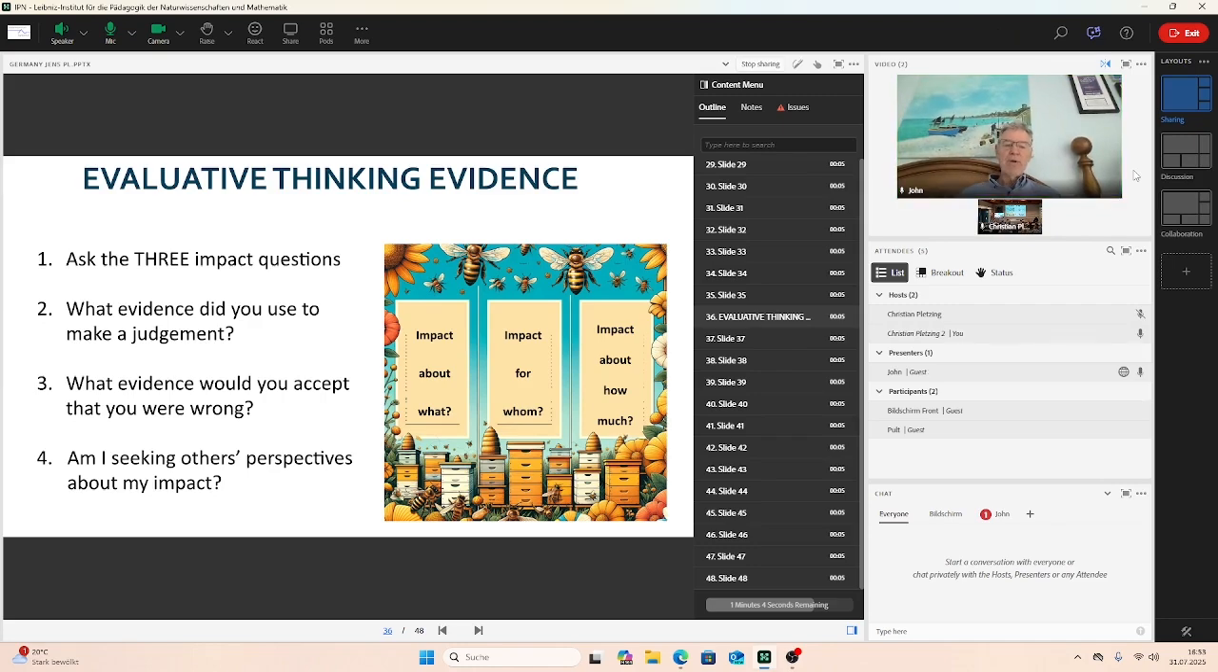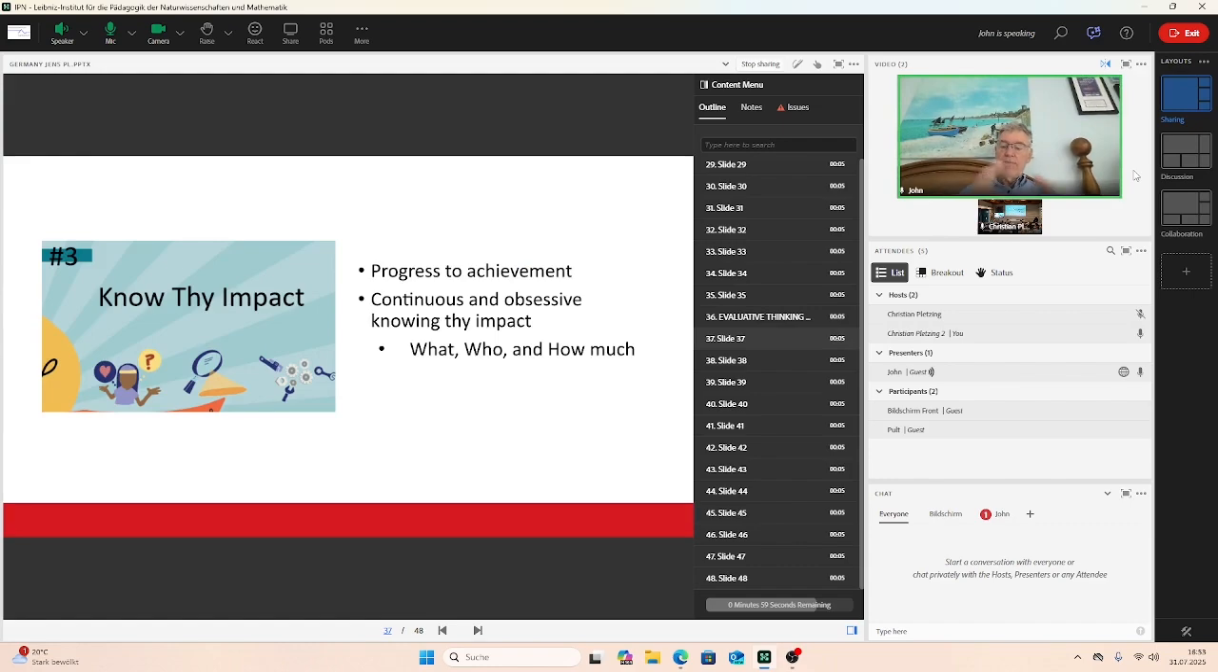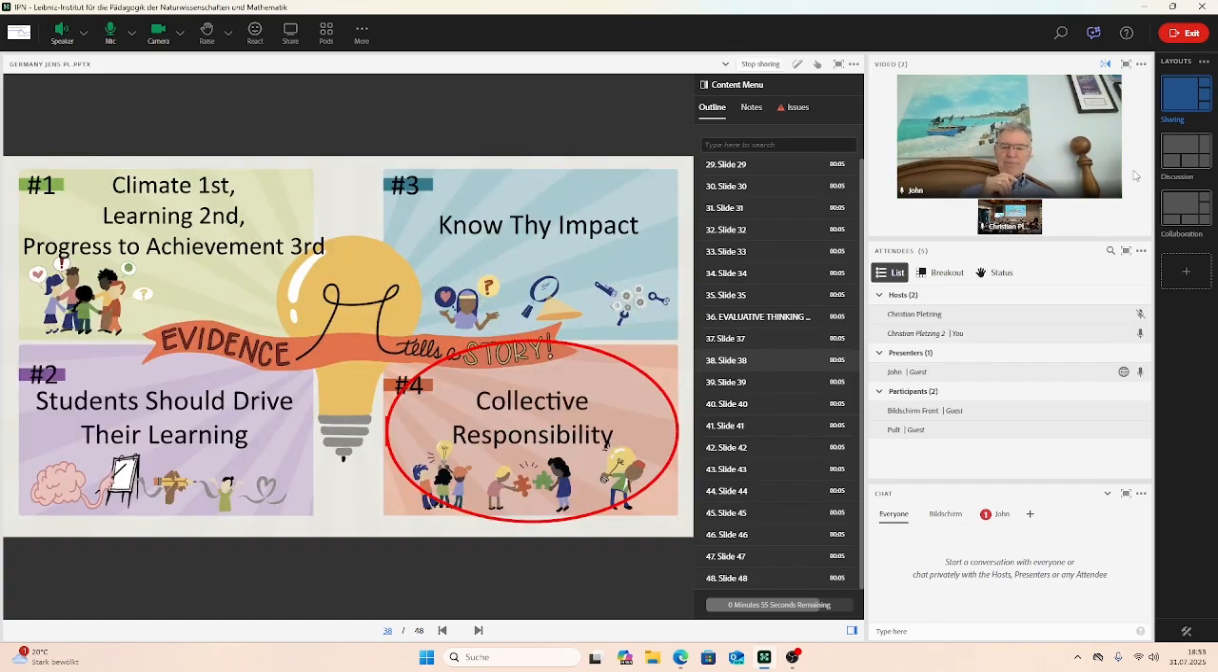That's what we mean by evaluative thinking. So this section is about progress to achievement. It's about continuously and obsessively knowing the impact: the what, the who, and the how much. Let me go to the last one. How do we do it collectively? How do we do it together?